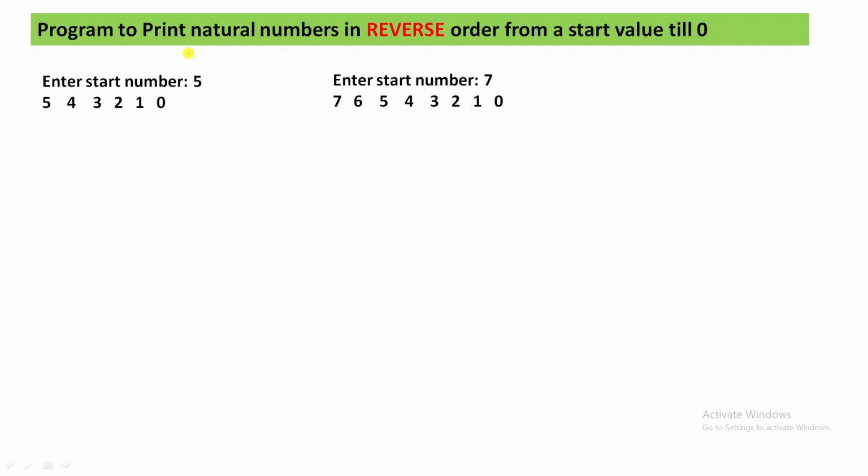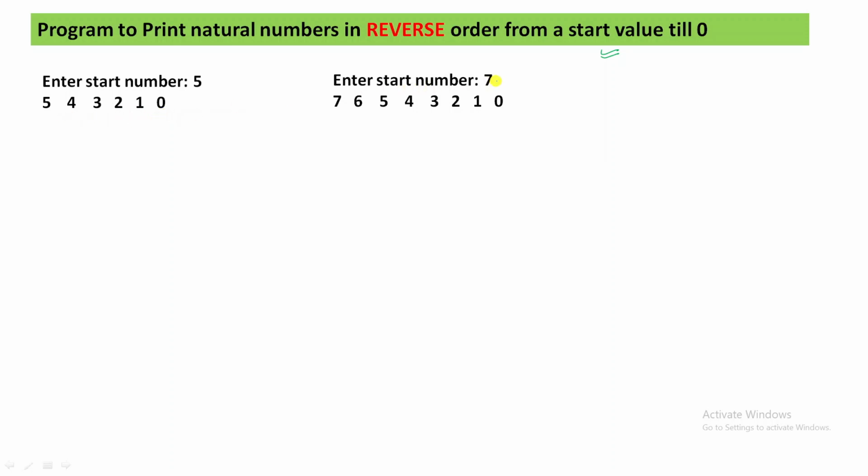Here we are asked that we have to print the natural numbers in reverse order, and the start value will be given to you. Okay, and we have to print till 0. So for example, if you are given a number 5, then you have to print the natural numbers starting from 5. So 5, then 4, 3, 2, 1, 0. Okay, that means in the reverse order, and the end point will be 0. Till 0 you have to print the natural numbers in the reverse order.